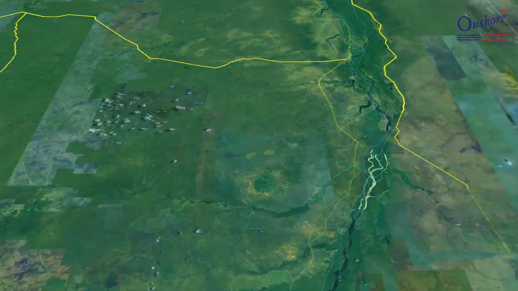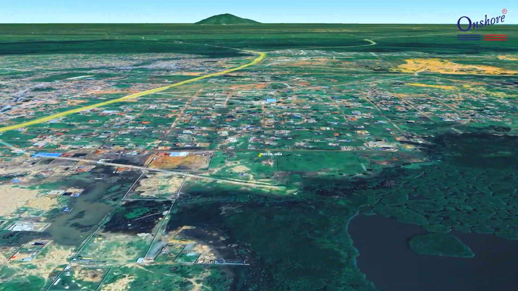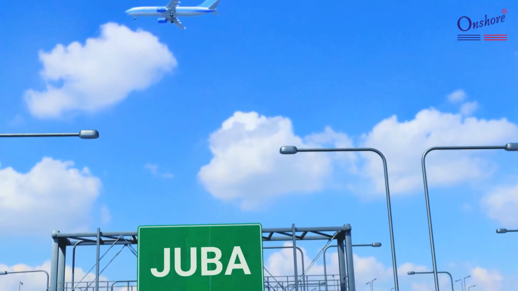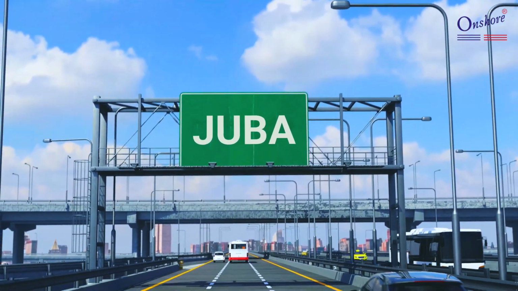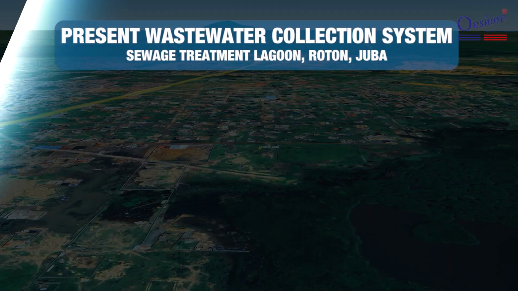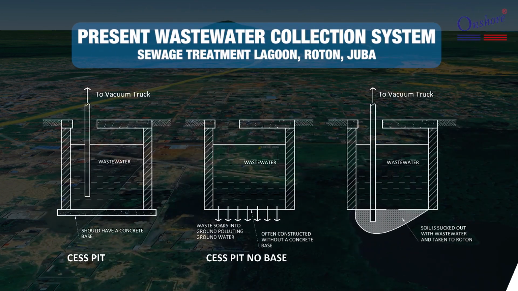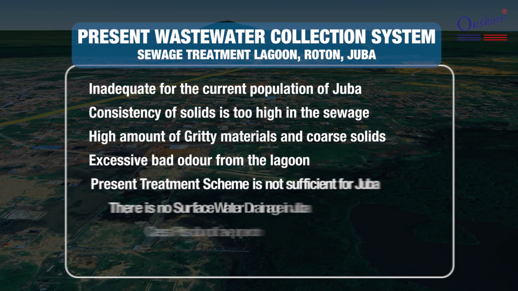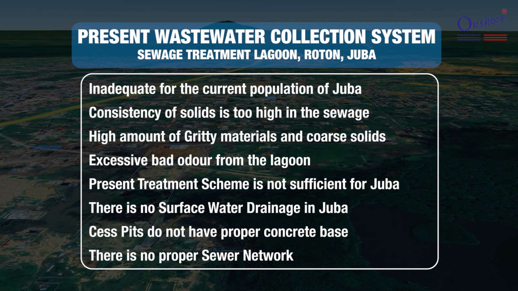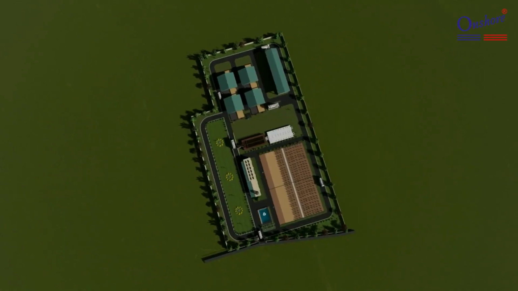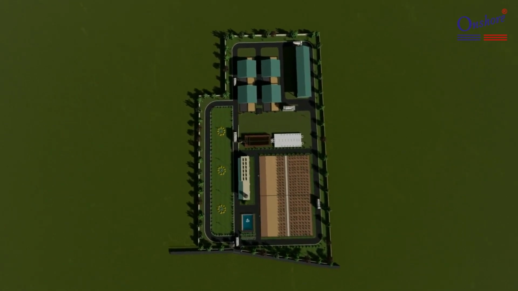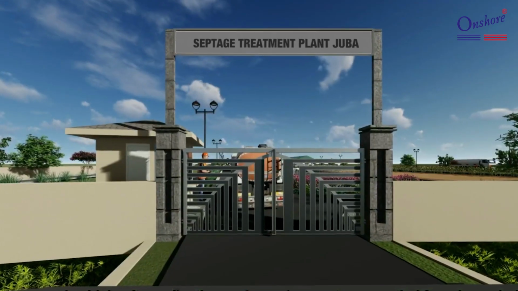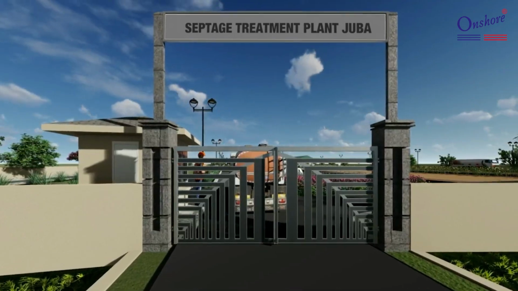The beautiful city by the Nile, Juba in South Sudan. The land of the tallest people, global beauty pageants and more. The present sewage and septage treatment system of Juba in South Sudan is inadequate for its population and causing various other problems. The proposed Sequential Batch Reactor septage treatment plant will mitigate all issues in the long term.